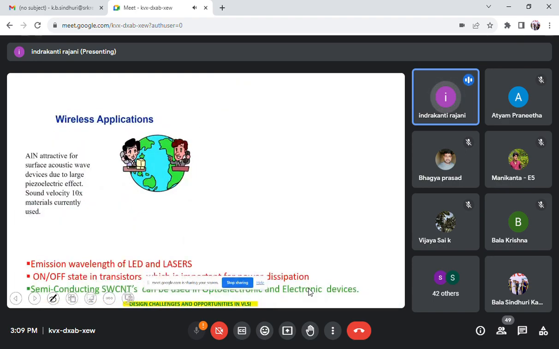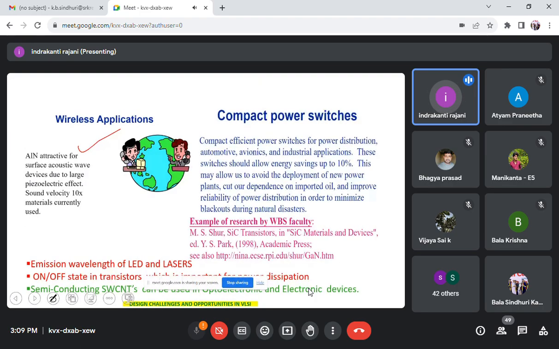So now, coming to the applications. Aluminum nitride is attractive for surface acoustic wave devices because of these wide band gap semiconducting materials when you are using them in the making of NEMS devices, in the making of transistors, or in the making of IC chips, integrated circuits. The second one is power switches, compact power switches for power distribution, automotive, and industrial applications. And what happens is the energy losses can be minimized.